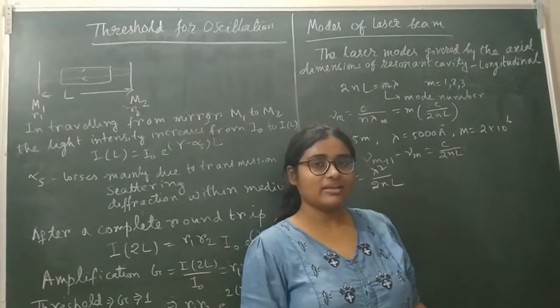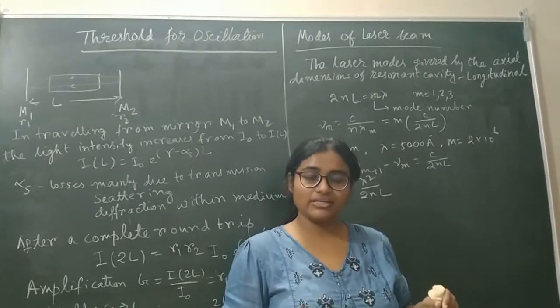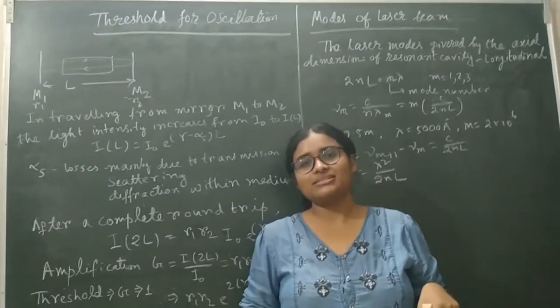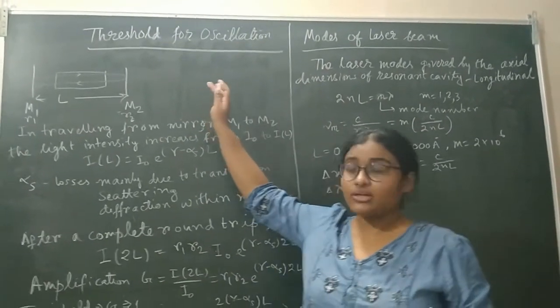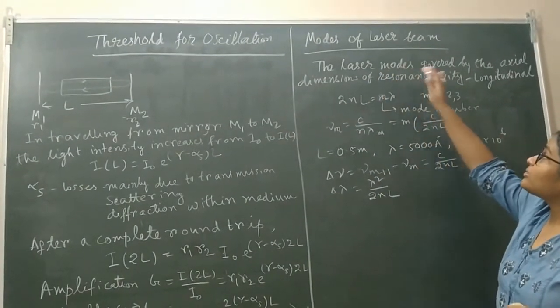Last time we have seen what the types of active medium are: the two energy level system, the three level laser system, and the four level laser system. Today we will discuss the threshold condition for the oscillation, and also the modes of laser beam.